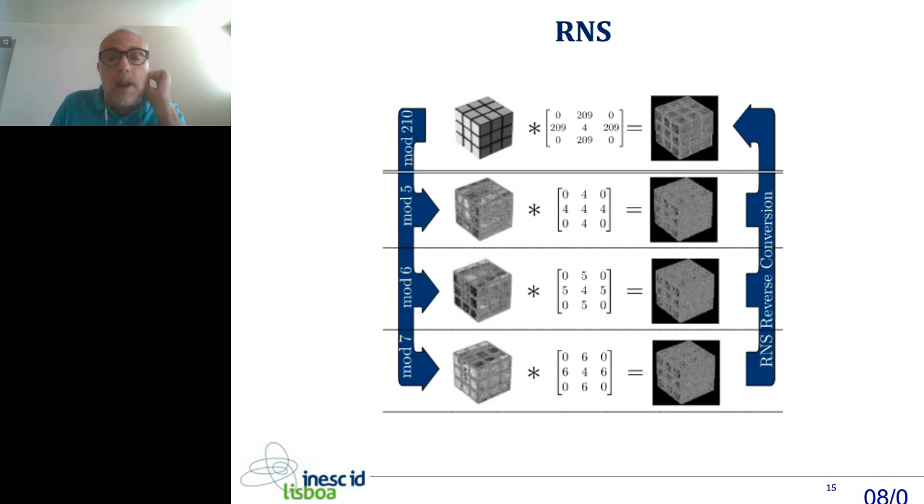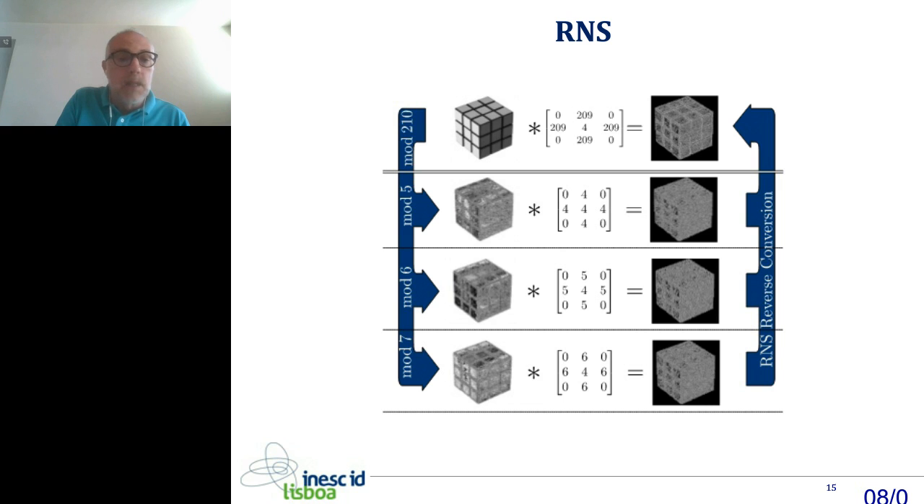So I have a cube. I want to do some edge detection or some image processing operation. So I have to perform the convolution that you have on the top with this matrix, or this kernel. We can decompose the cube in the moduli set, which in this case is 5, 6, and 7, whose product is 210. Then you can perform the operation in each one of the channels, and then you recompose again by doing reverse conversion to the original domain.